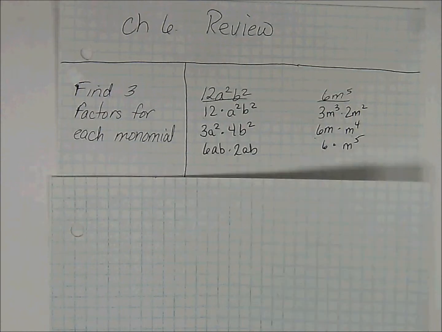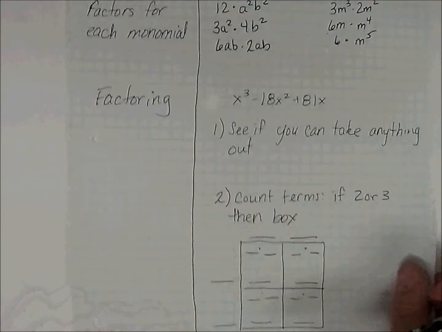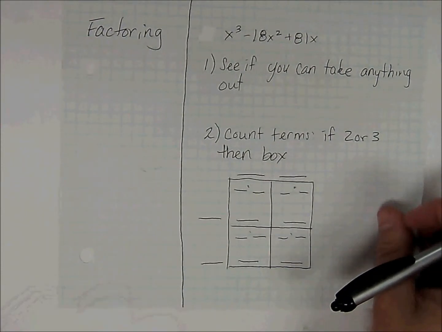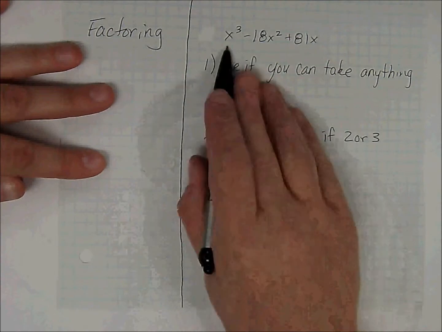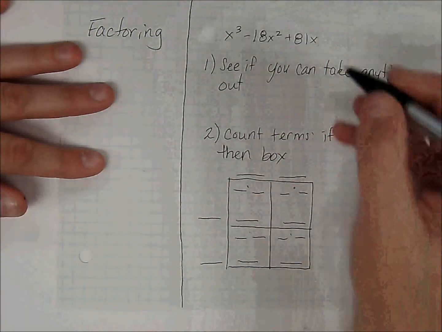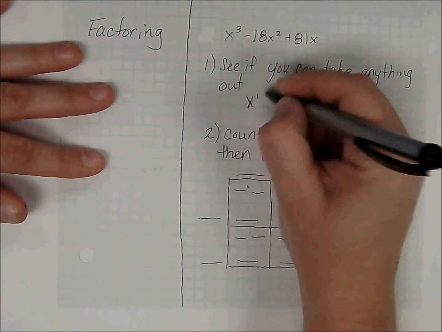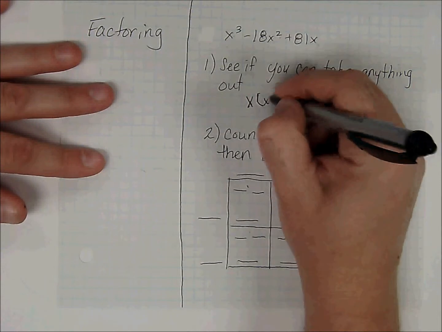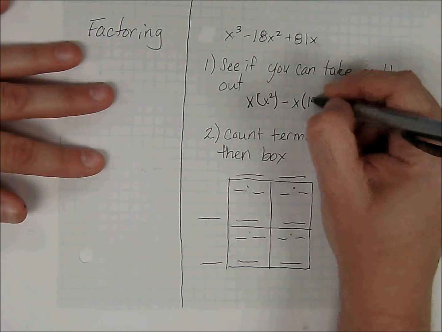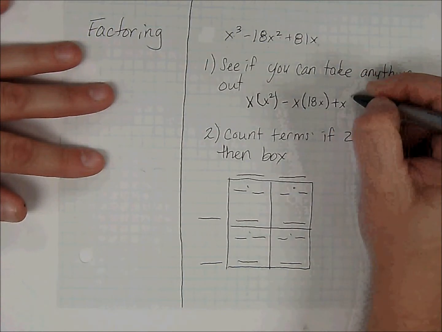Now the rest of the chapter, we had two things to do. One was factor, and one was using factoring. So let's start with reminding us how to factor. Step 1, anything we can take out. Well, yeah. They all have one x at least, 1, 2, and 3. So I'm going to fill it in here, x to the first power times x squared minus x times, I need 18, and I need two x's, so I need one more, and plus x times 81.